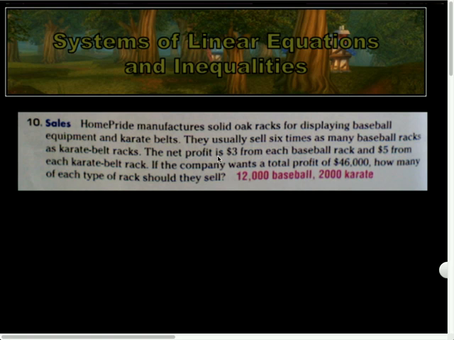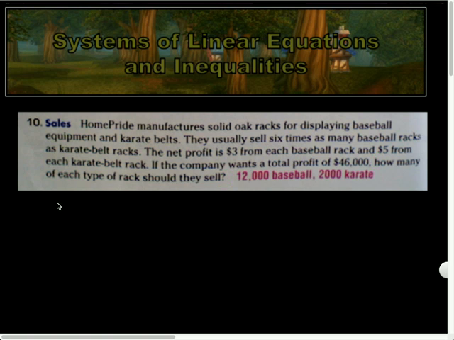The net profit is different, by the way, than revenue. Profit is the money that the business gets to keep. Revenue is the money the business earns, but it does not cover the cost of manufacturing. So let's see. The net profit is $3 from each baseball rack and $5 from each karate belt rack. If the company wants a total profit of blah, how many? Oh, here's our question. How many of each type of rack should they sell?